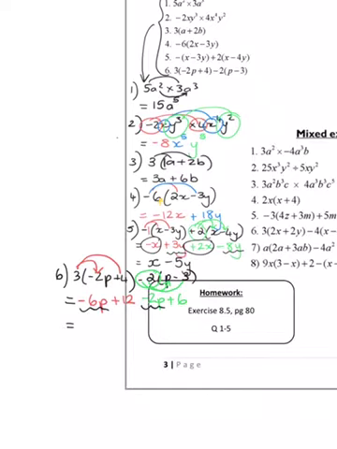Negative 6 minus another 2 is negative 8p. 12 plus 6 is 18. And that's it for those first 6 questions. Now we're going to move on to the rest of the worksheet.